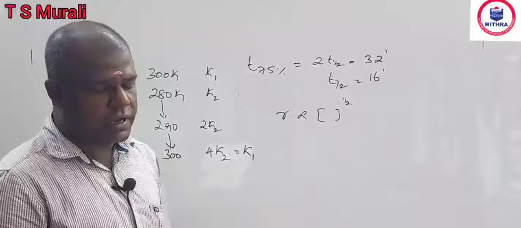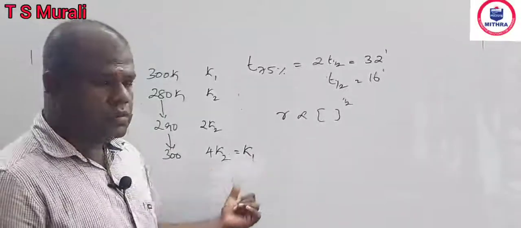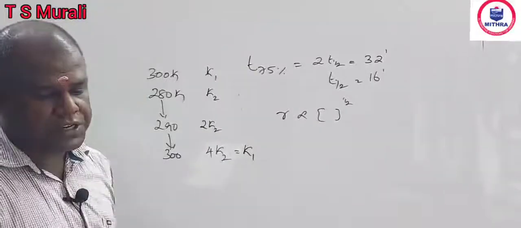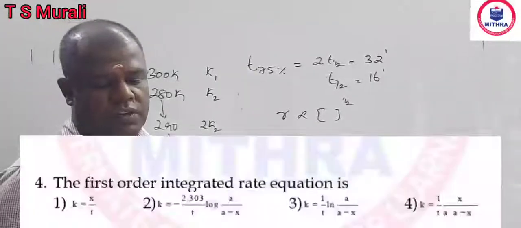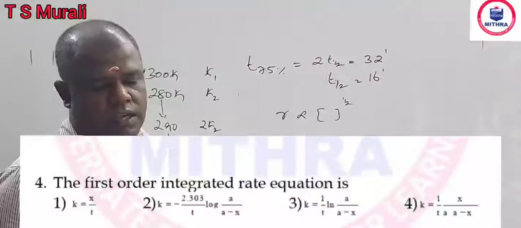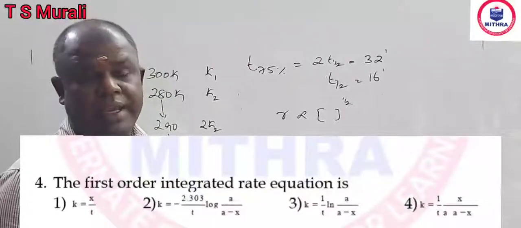I am not taking that step. 4K2, so K2 is equal to 1 by 4 K1, so 0.25 K1. Like that you can derive any relation. Question number 4. First order integrated rate equation. So direct formula: K is equal to 2.303 by t log a by a minus x.